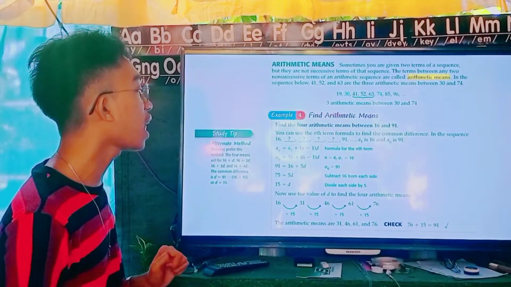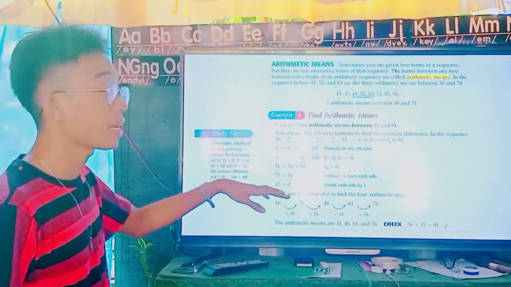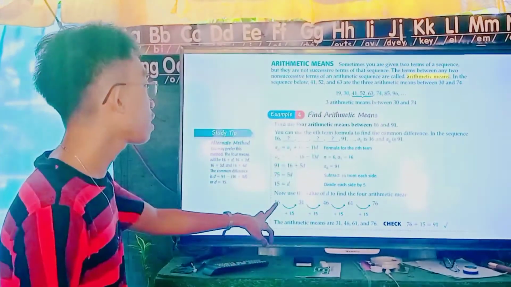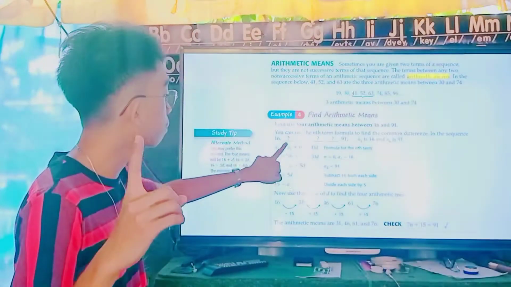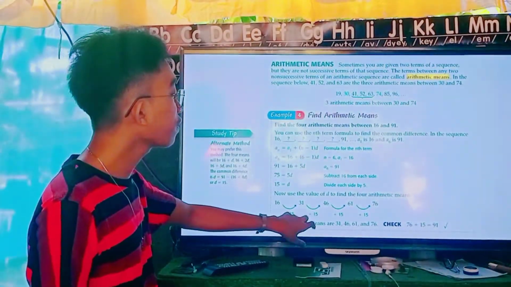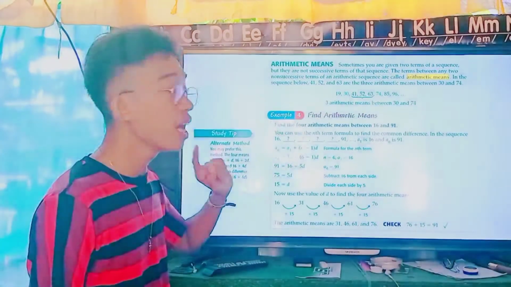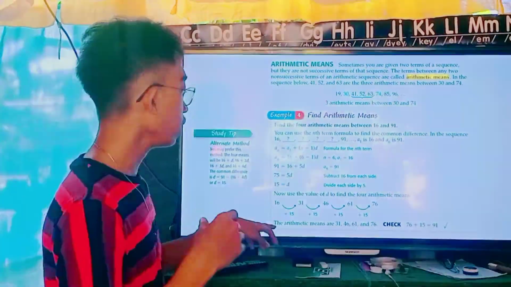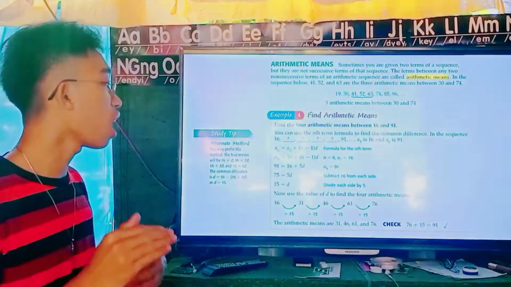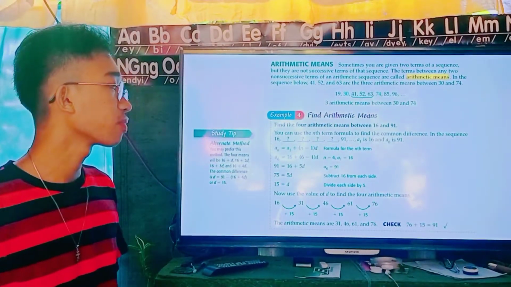So now use the value of d to find the 4 arithmetic means by adding. Okay, 16 plus 15, that is 31. So our first missing number. 31 plus 15, that is 46. 46 plus 15, that is 61. And 61 plus 15, that is 76. The arithmetic means are 31, 46, 61, and 76.